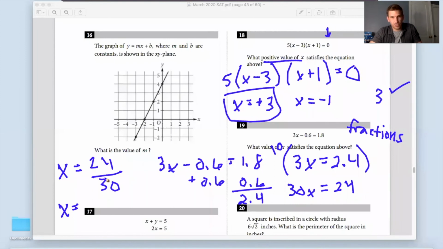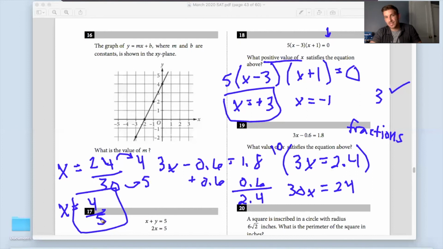So if I do 24 over 30, what's my common multiple between them? Looks like it to be 6. So if I divide this by 6, I get 4. If I divide this by 6, I get 5. So my answer will be 4/5. And that is acceptable. So I'm good if I want to keep it in that particular form. If not, I can convert it back to decimal if I feel comfortable doing that, okay?